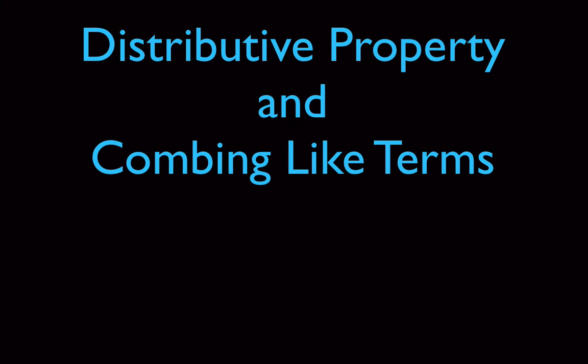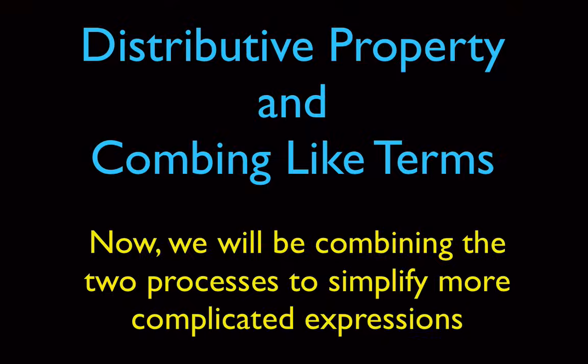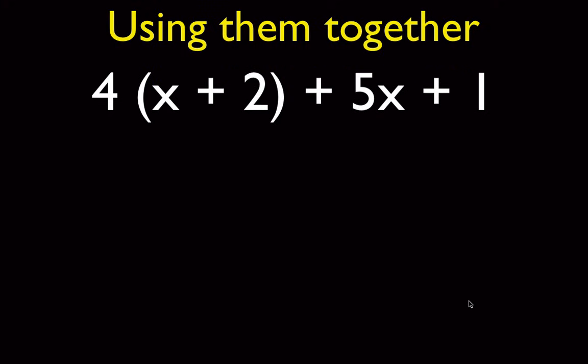But I want to make sure when I see you that you have a good understanding of how I'm doing these steps. So what we're doing now is we're just going to combine the two things. We're going to do distributive property and combining like terms. All right, so here's an example.